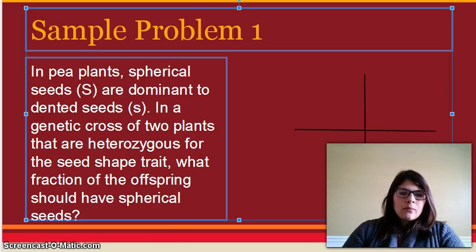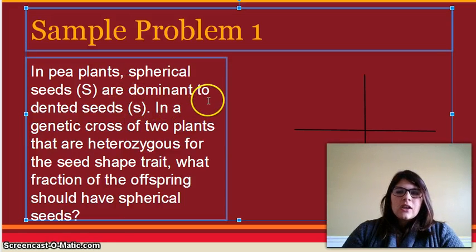So going back to our problem, the question it actually asks us is what fraction of the offspring should have spherical seeds? And the spherical seeds are the dominant seeds. So we had 3 out of 4 being spherical seeds, so your answer would be 75%.